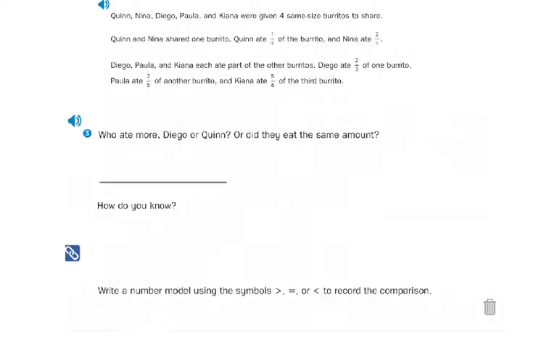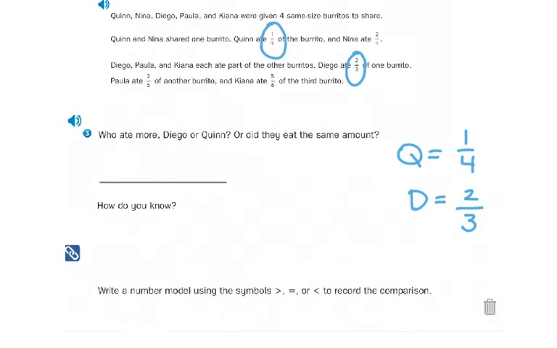Lastly, number 3. Who ate more, Diego or Quinn, or did they eat the same amount? Well, here's Diego. Here is Quinn. I'm going to put Q for Quinn, D for Diego. Quinn ate 1/4. Diego ate 2/3. Now I can show a number line.